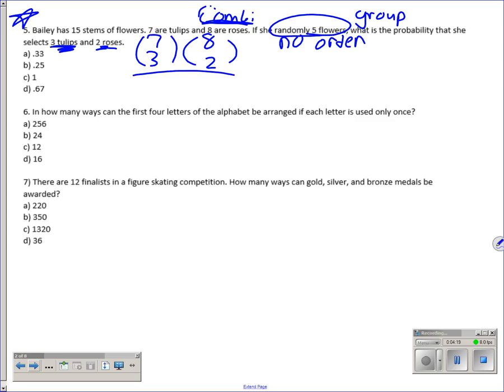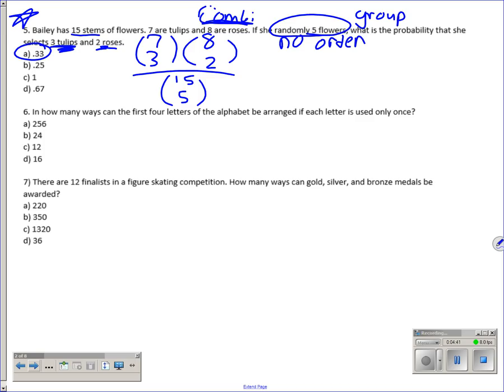Then we divide that by all of our outcomes, which is all the ways to select 5 flowers. We have 15 total flowers, and this is all the ways you can choose 5. Type that into the calculator just like you see it, just like you did your combination commands in the last problem. I get 0.33.